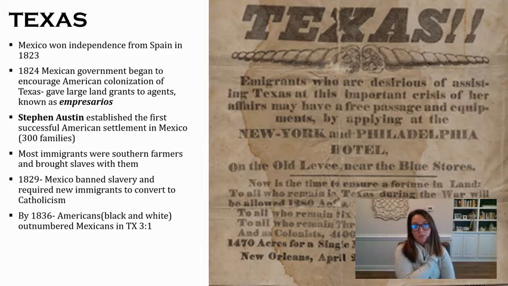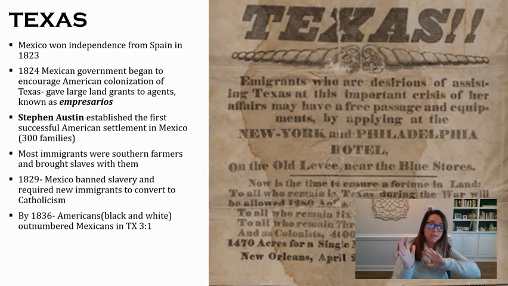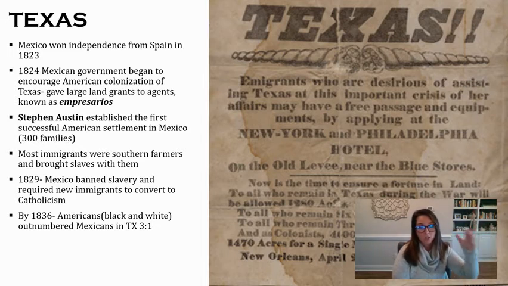Mexico won its independence from Spain in 1823. Now, Texas, what we know of Texas today, was a part of Mexico. So if you look at the map, you'll see where the Louisiana territory ended, and then you can see that Spain had all that territory. Well, now Mexico, and it was a large nation.